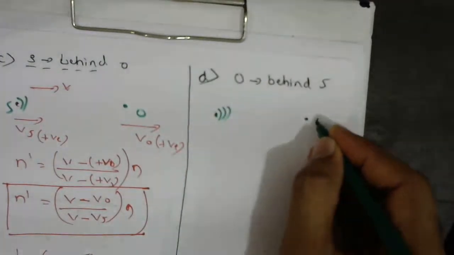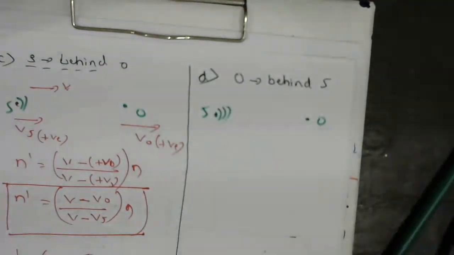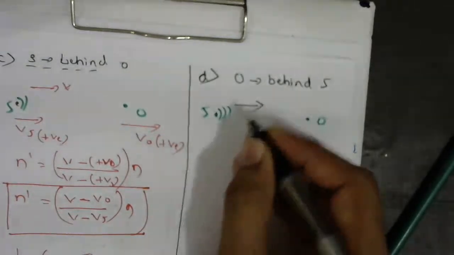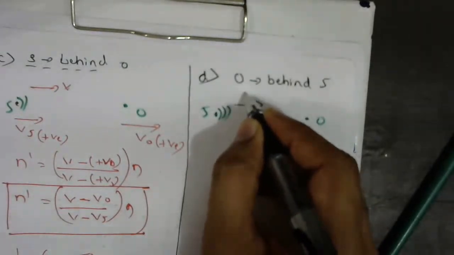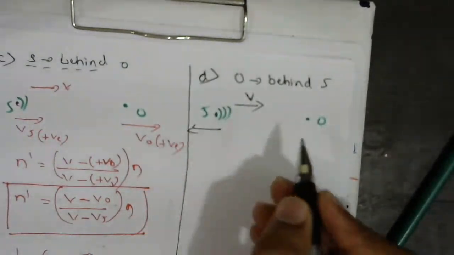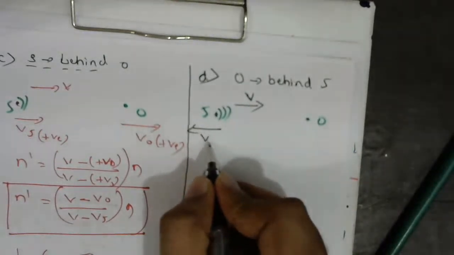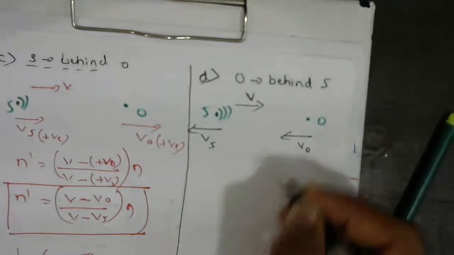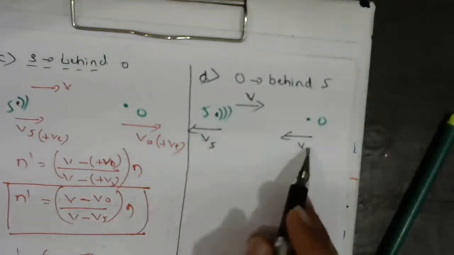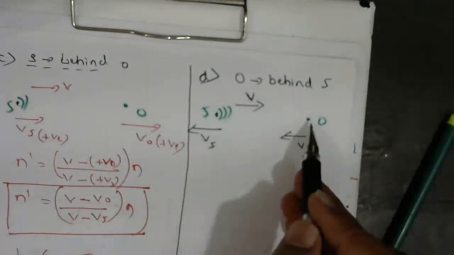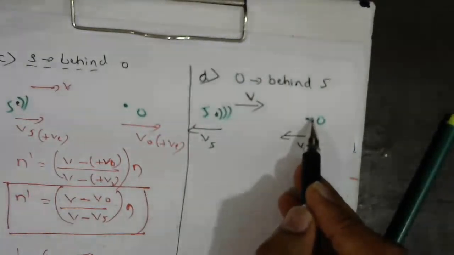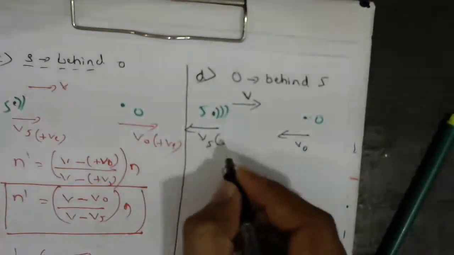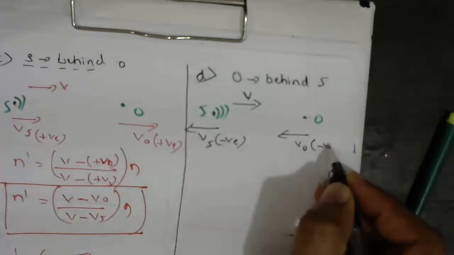Source, observer, velocity of sound, this side v. Which one is in front here? Source is in front. Observer is behind that source. Velocity of observer and velocity of source both are in the same direction. From where to where? Observer to source. We have to take negative.